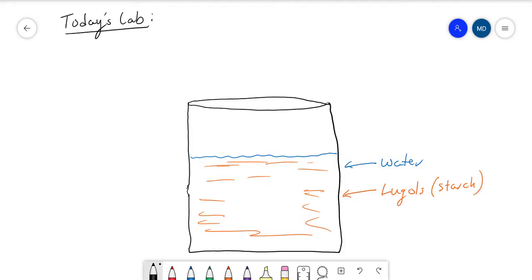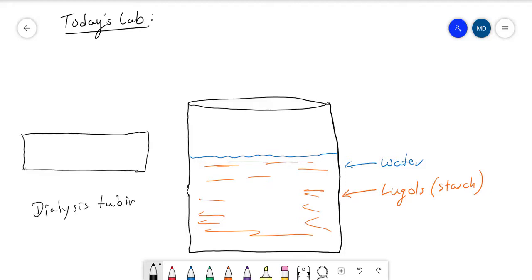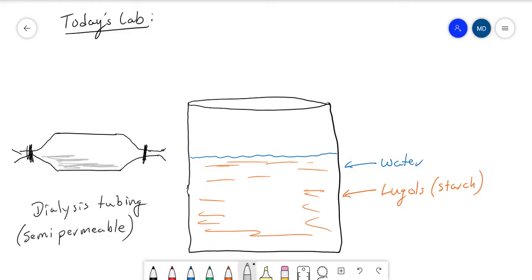To begin with, we will add 90 milliliters of water along with 10 milliliters of Lugol's solution, which if you recall is a test for starch, into the beaker. Recall that Lugol's will turn dark if it comes into contact with starch. We will then take a piece of dialysis tubing and form a bag out of it by binding one end. We will then place 10 milliliters of dialysis solution into the dialysis bag.